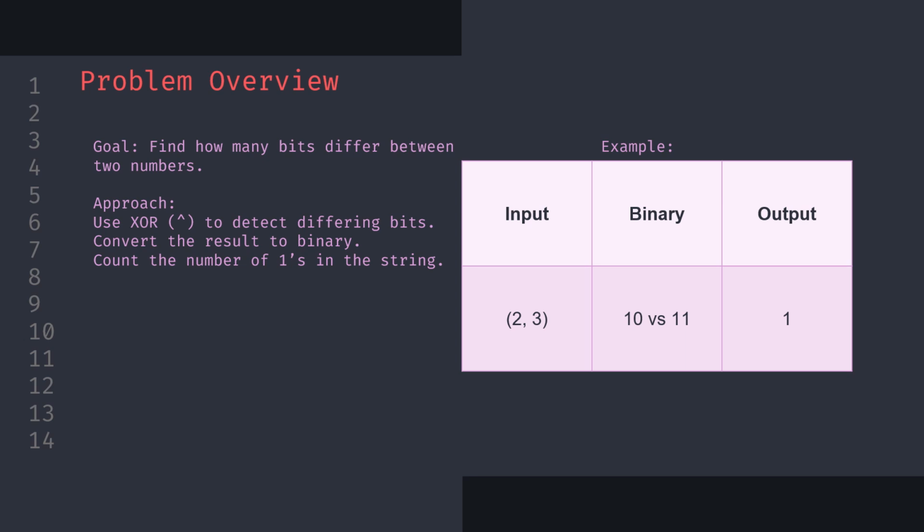We want to count how many bits are different between two numbers. By converting to binary and checking where the bits differ, we can measure this using the XOR operator. Let's walk through how to do that.